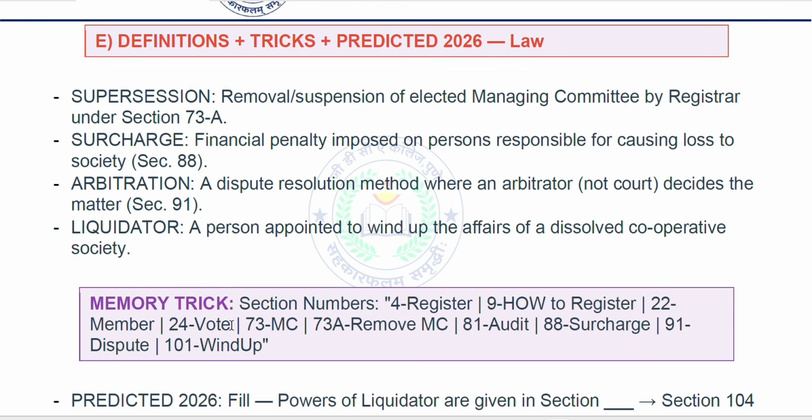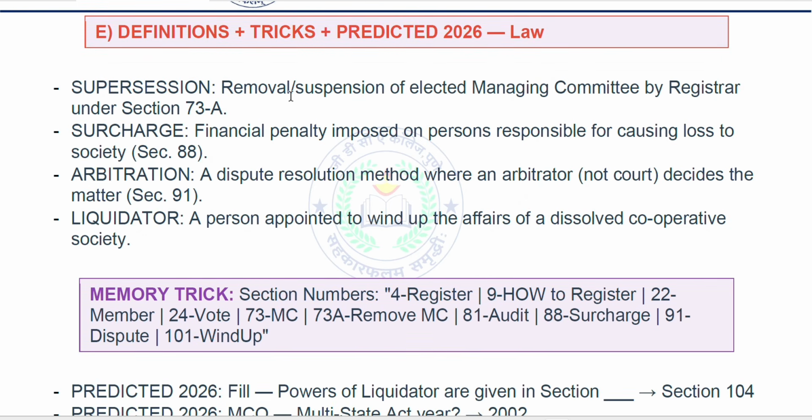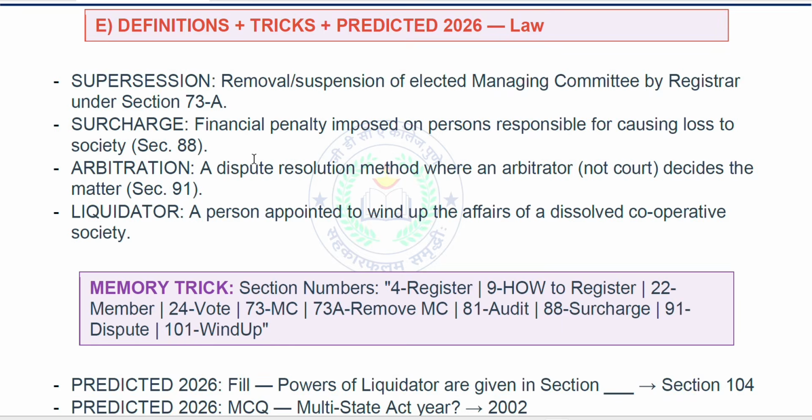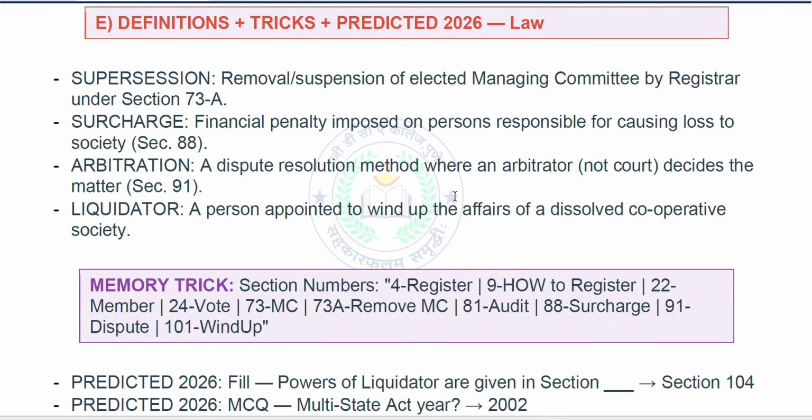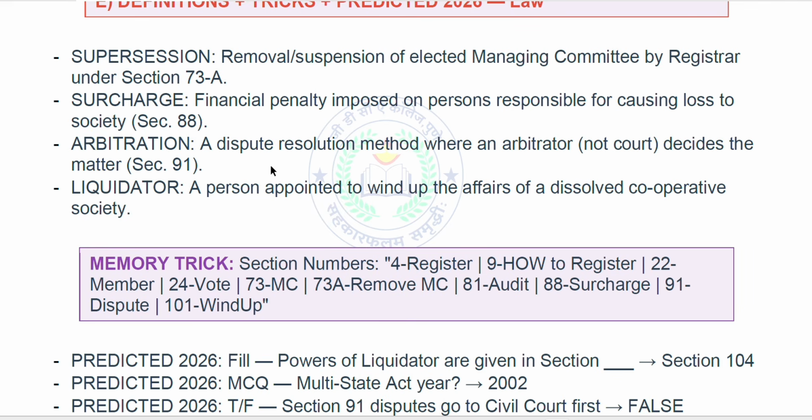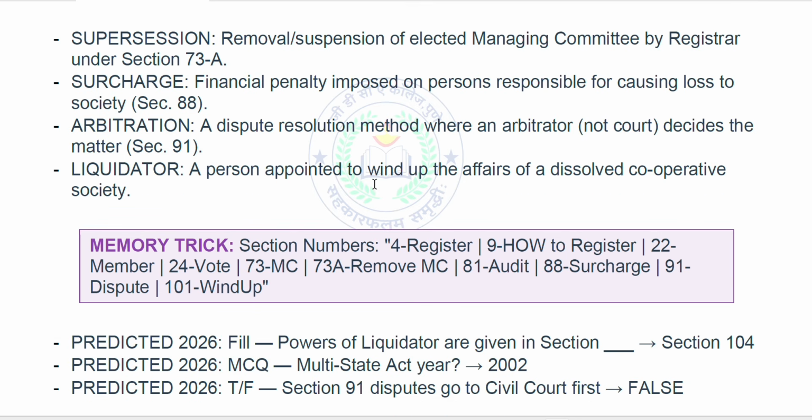Definitions, tricks and predicted 2026 for laws papers. Removal or suspension of elected managing committee by registrar under Section 73A. Surcharge, financial penalty imposed on a person responsible for causing loss to the society, Section 88. Arbitration, a dispute resolution method where an arbitrator, not court, decides the matter, Section 91. Liquidator, a person appointed to wind up the affairs of dissolved cooperative society.